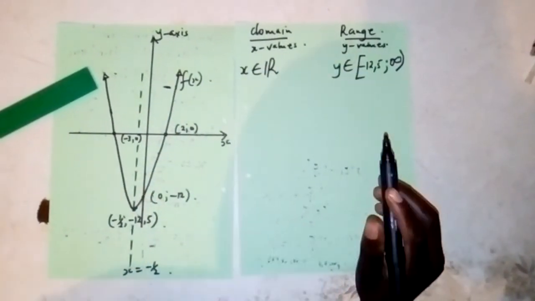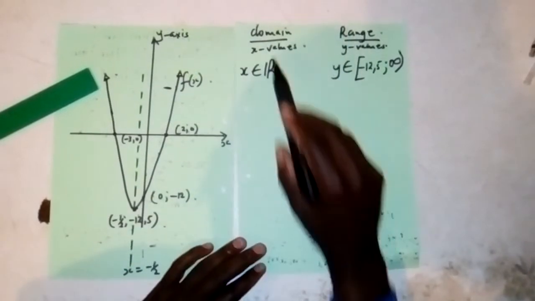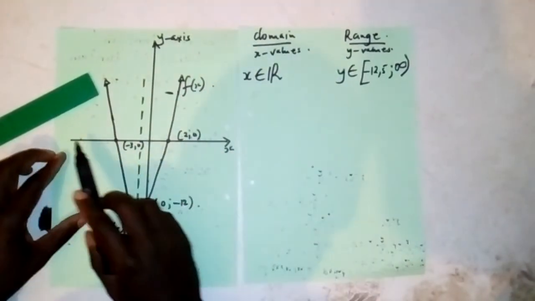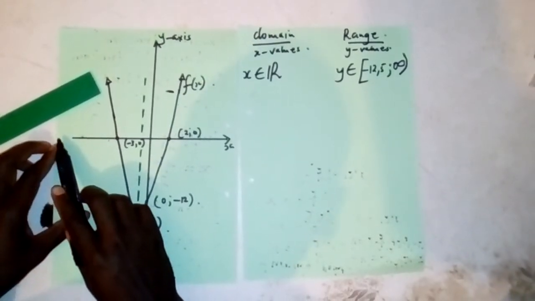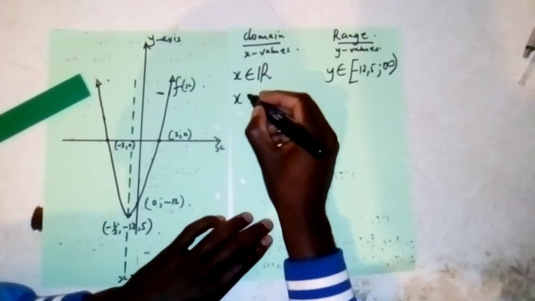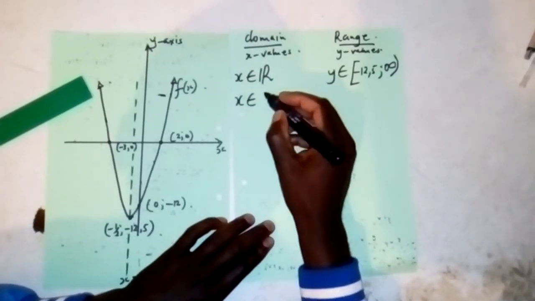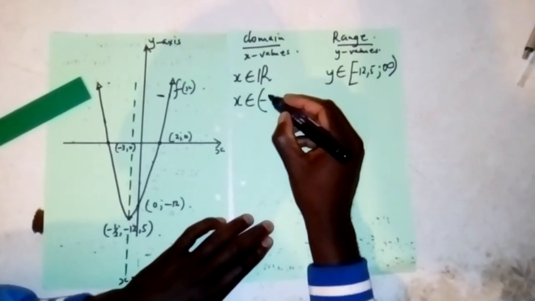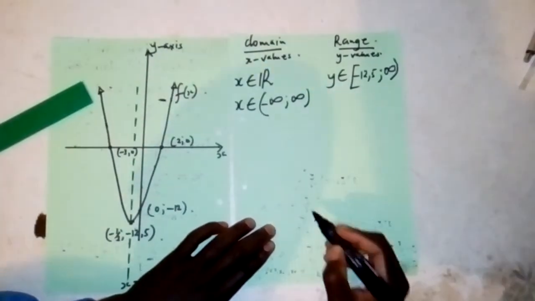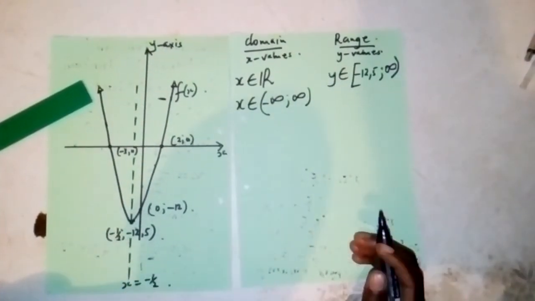So we must always watch out for such questions. The domain, remember, we are talking about the x values, and as I can see, the graph is from negative infinity to positive infinity. I can also write it like this: x is an element of, open bracket, negative infinity to positive infinity, using open brackets. I can also write it like that.